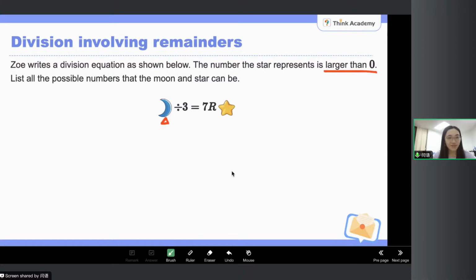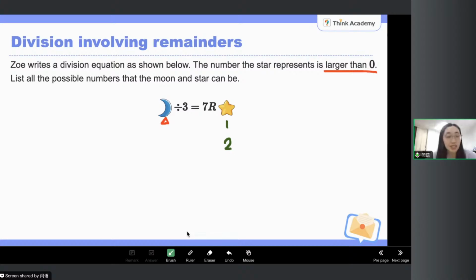Okay, everyone got the answer? Not very hard, right? So firstly, could you please tell me what are the possible values for the star? Now you see the divisor is already 3, right? And then the star cannot be bigger or equal to 3. So what is the possible value? Maybe 1, maybe 2. Okay, good job.